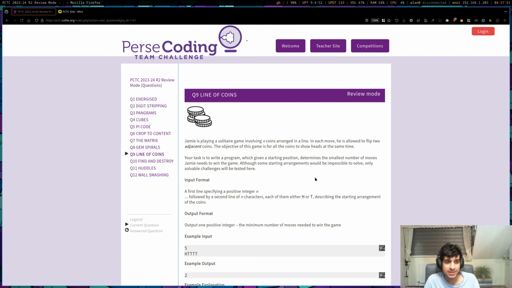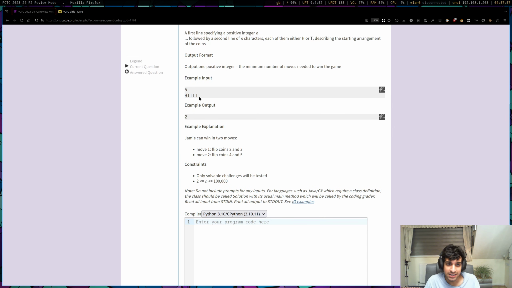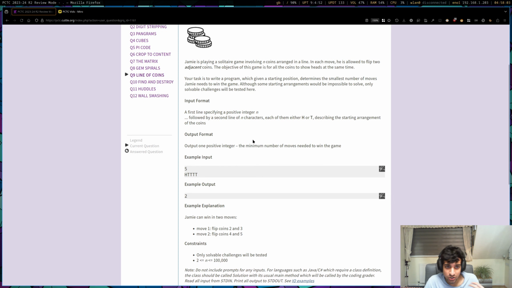This is the walkthrough video for PCTC 2023, round 2, question 9, line of coins. Okay, so we're given this input, which is just a line of coins, as the title suggests, and each coin is either heads or tails, and our goal is to, using the minimum amount of moves possible, convert all of these coins so that they face heads up. And each move consists of flipping 2 adjacent coins.